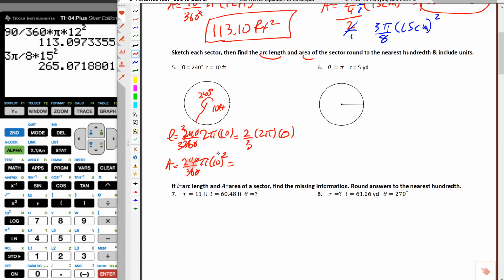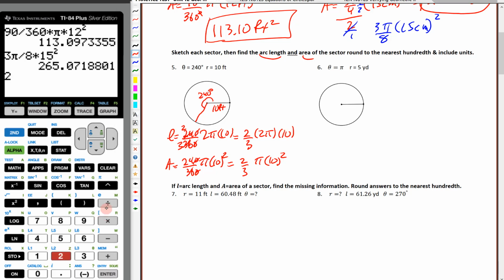And then on this one, we're going to do the same thing. This is going to be 2/3 of pi and then r squared, which is 10. Let me put a 10 in here. Okay, so you'll notice what we've got here is this fraction of the circle, and then we just throw this into the formula, or throw that into the calculator.